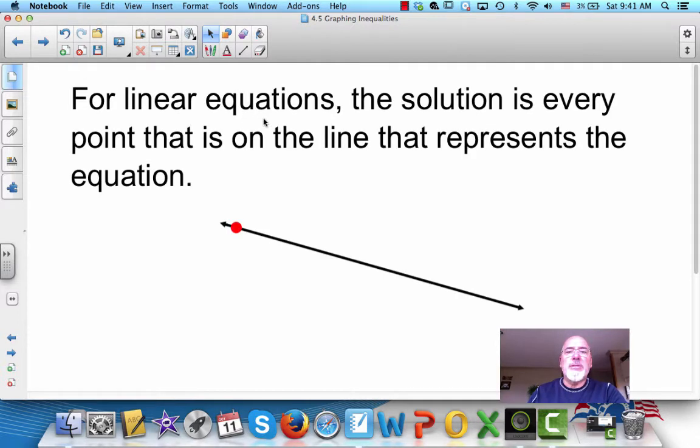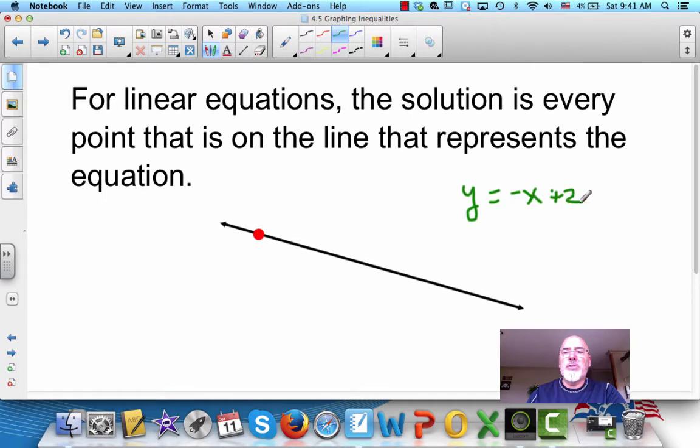For linear equations, the solution is every point that is on the line that represents the equation. For example, we've got a line here. Let's say this line is y equals negative x plus 2, and we've graphed this line. The solution to that equation is every point that lies along this line.